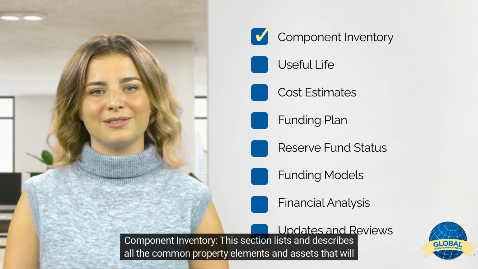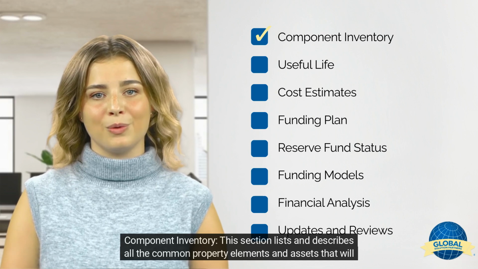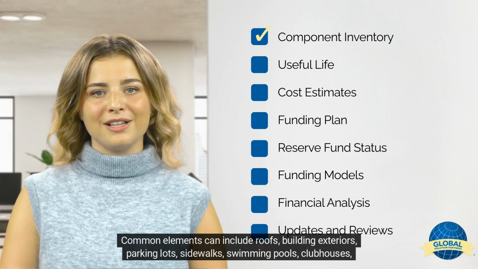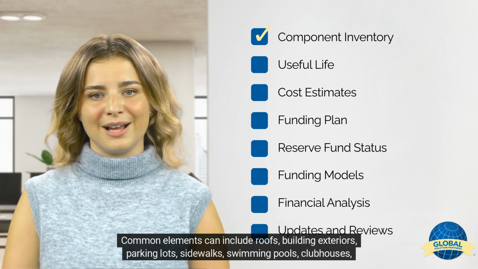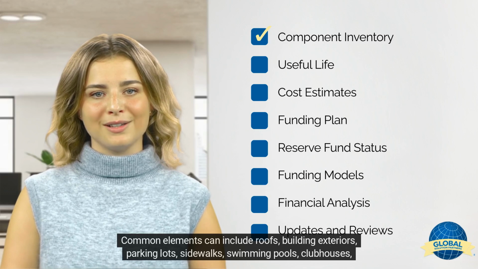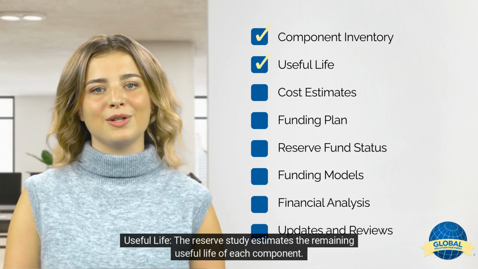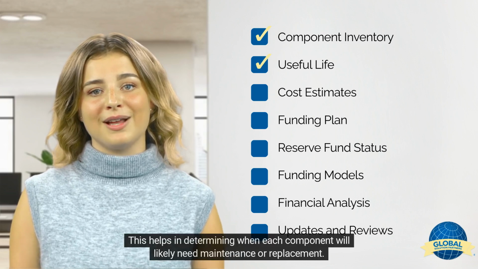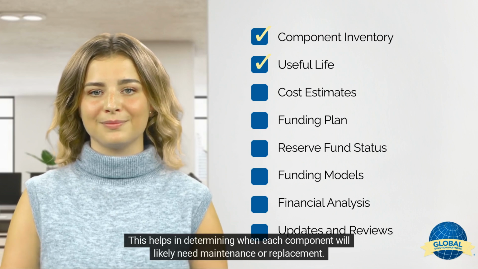Component inventory. This section lists and describes all the common property elements and assets that will require future maintenance, repair, or replacement. Common elements can include roofs, building exteriors, parking lots, sidewalks, swimming pools, clubhouses, elevators, and more. Useful life. The reserve study estimates the remaining useful life of each component. This helps in determining when each component will likely need maintenance or replacement.